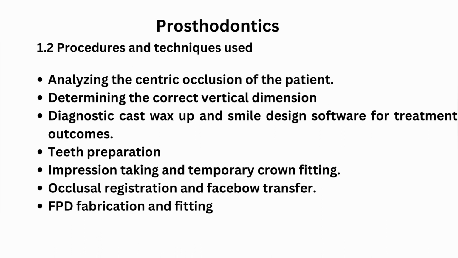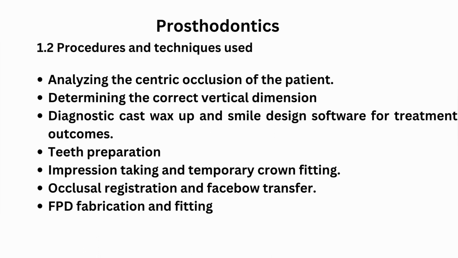Next was impression taking and temporary crown fitting. The impressions of the provisional cast were made with a condensation silicone impression material, and the crowns were fabricated extraorally by an indirect method. They were cemented using a temporary cement, because these crowns were temporary and were just used to check if the final prosthesis will be functional and best for the patient.